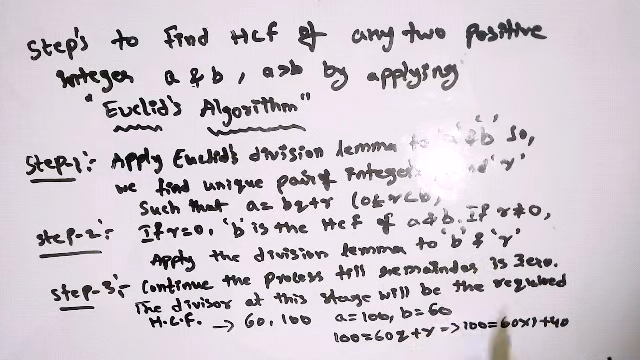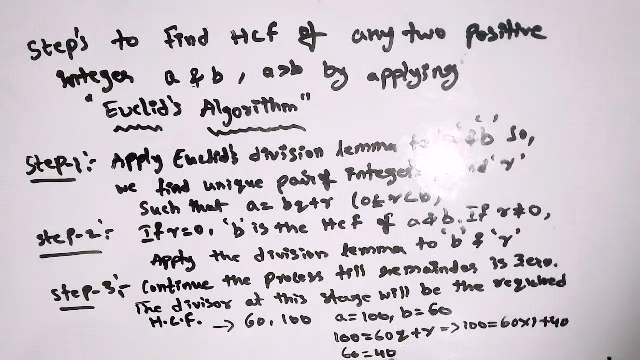Here B means 60 and R is 40. We have to apply the division lemma again to B and R. So B is 60 and R is 40.